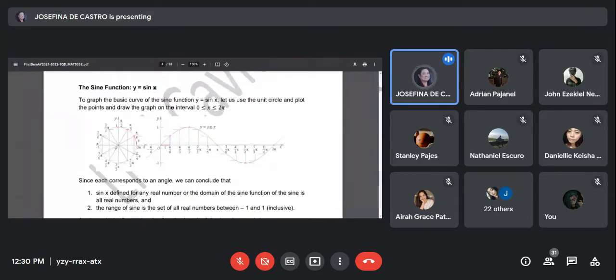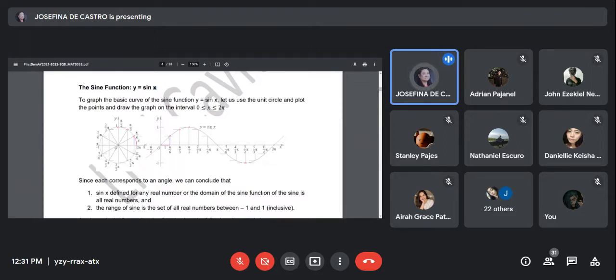Sana may calculator kayong hawak. Baka mamaya niloloko na kayo ni Mr. Castro. Sine 30 degrees is equal to 1/2. Therefore, y is equal to 1/2. Kaya makikita mo dito sa coordinates niya, yan, nakatapat yan sa 1/2. Kasi ang y mo, 1/2. Ang x mo will be pi over 6.